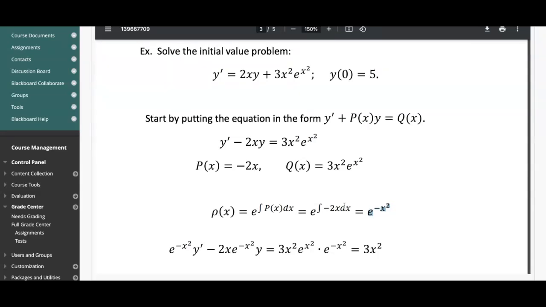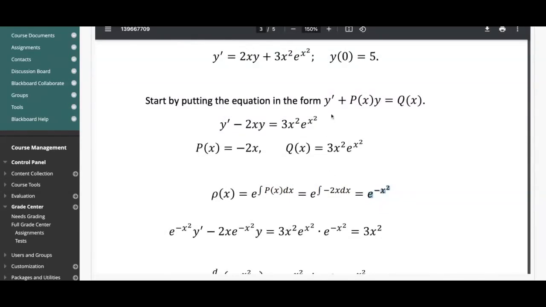Anyone has any question for how to calculate the integrating factor? Put it in the right form. First step, identify p of x, then calculate e to the power. What you could do is integrate p of x. So once you identify p of x, integrate p of x, then your integrating factor is just e to the power of the integral of p of x. So in this case, it's just e to the negative x squared.